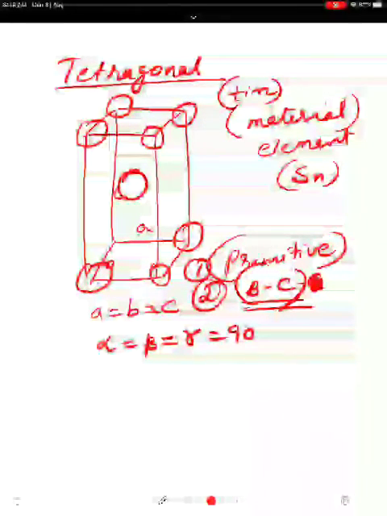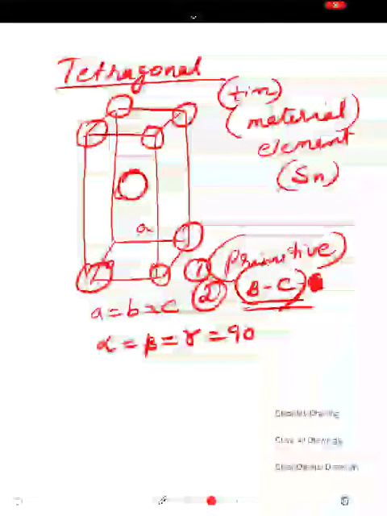And the third shape, the third crystal system, is orthorhombic. Orthorhombic. This is exactly, the shape is like a matchbox.